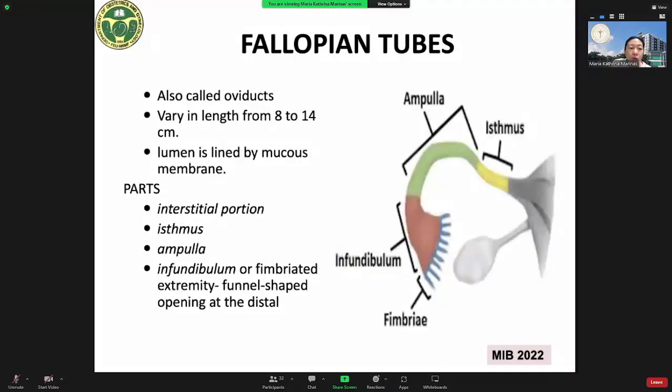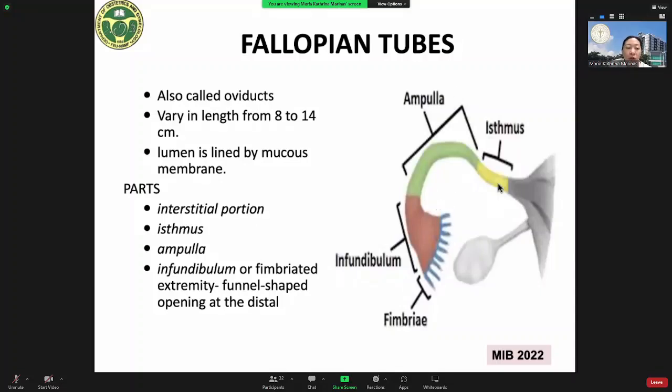The fallopian tubes are also called the oviducts, and these tubular extensions from the uterus vary in length from 8 to 14 centimeters. The isthmus, or the narrow portion of the tube that adjoins the uterus, passes gradually into the wider lateral portion, or what we call the ampulla. The infundibulum, or the fimbriated extremity, is the funnel-shaped opening of the distal end of the fallopian tube.